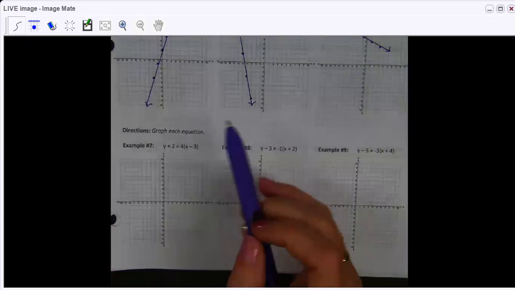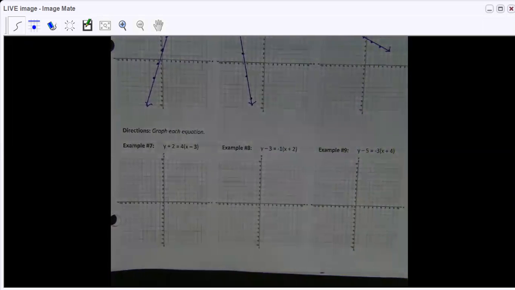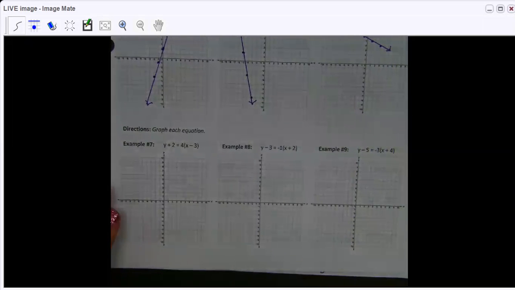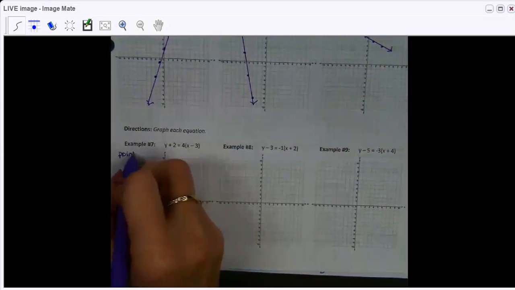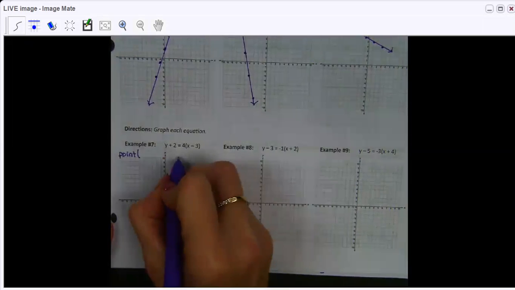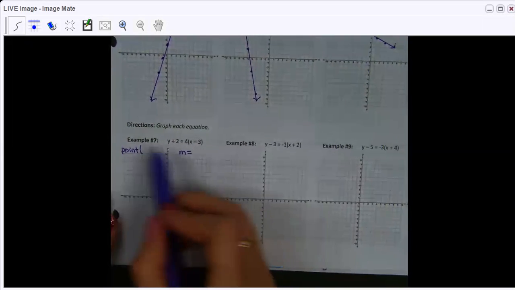So now this is where we need to get to, where we're able to look at a point slope equation and just graph it without doing much work. And again, you need 2 things out of this equation. You need the point, okay, and you need the slope. The slope is easy. Where is the slope in this equation?